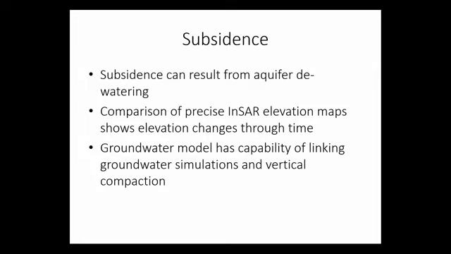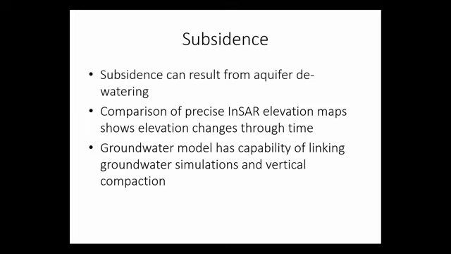And then the third thing that we looked at, in addition to water quantity and water quality, was the impact of water withdrawals on subsidence. And this can happen as a result of aquifer dewatering. Just as we need water levels and data to be able to parameterize the flow model, when we look at subsidence, we need data also.